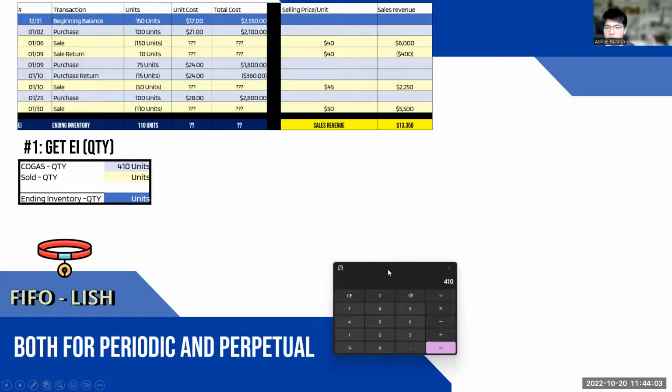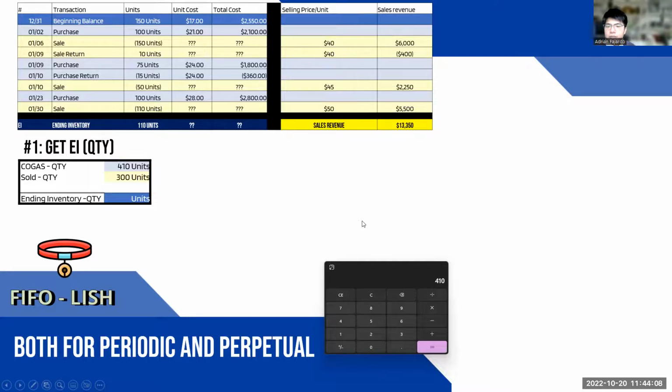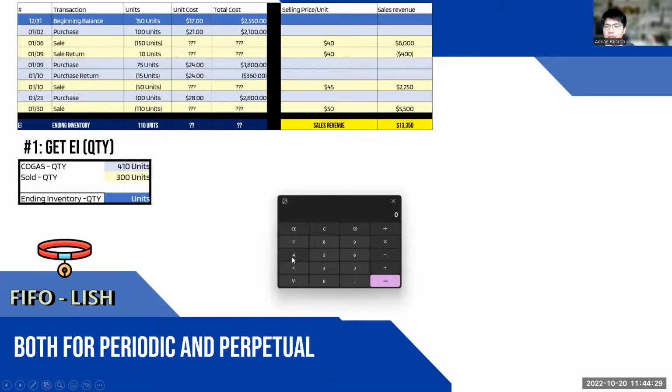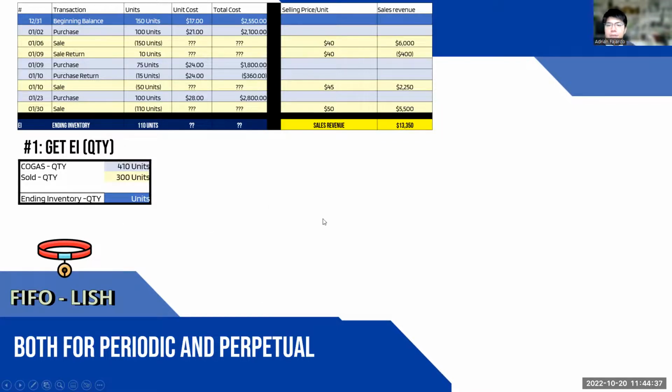410 is our ending cost of goods available for sale. And then we have 300 units sold. How do we get 300 units sold? 150 in sales, minus 10 returned, plus 50 that you sold again, plus 110. So we know that 300 units were sold. And therefore, ending inventory is COGS quantity 410 minus 300 units, 110, right?